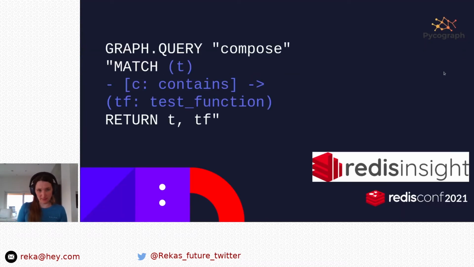So in order to figure this out, we are using again a query which contains an edge, and on the right side we specify the test function label. But on the left side we don't provide a label. So we are interested in all types of objects which contain a test function.